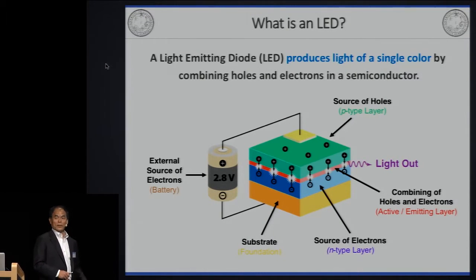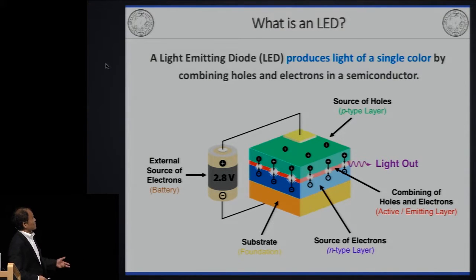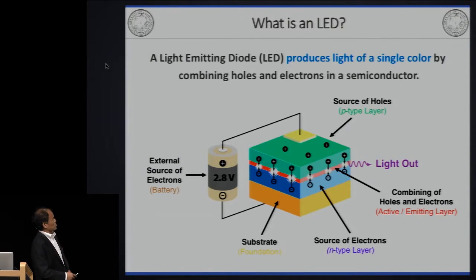So what is LED? Today there are high school students, so I simplified everything. This is the basic structure of LED, light emitting diode. There's a substrate. On the substrate, we grow an N-type layer and an active layer. We say active layer or emitting layer. And there's a P-type layer. Basically, the most important layers are these three layers. LED is composed of three layers: N-type layer, emitting layer, and P-type layer.